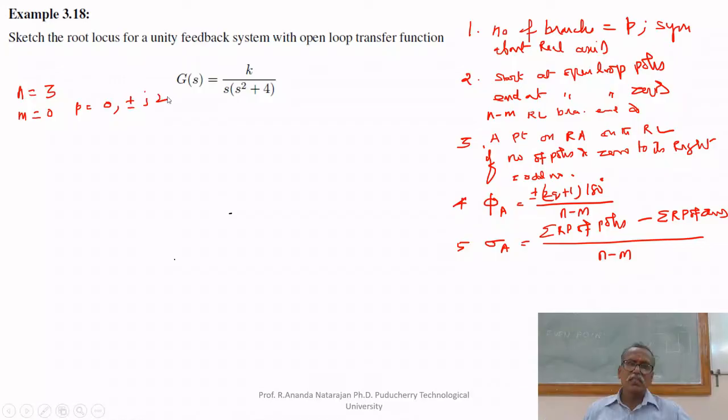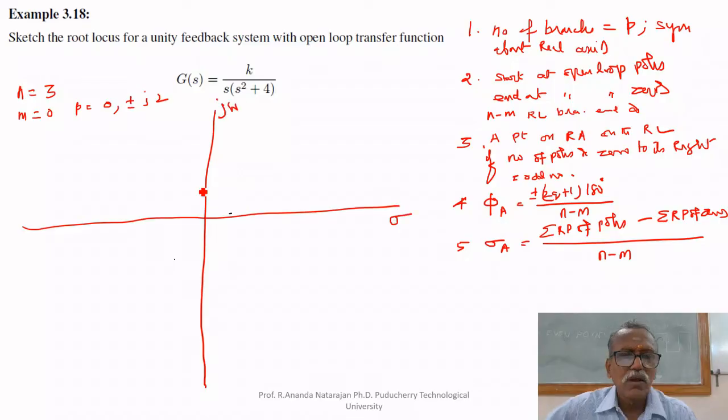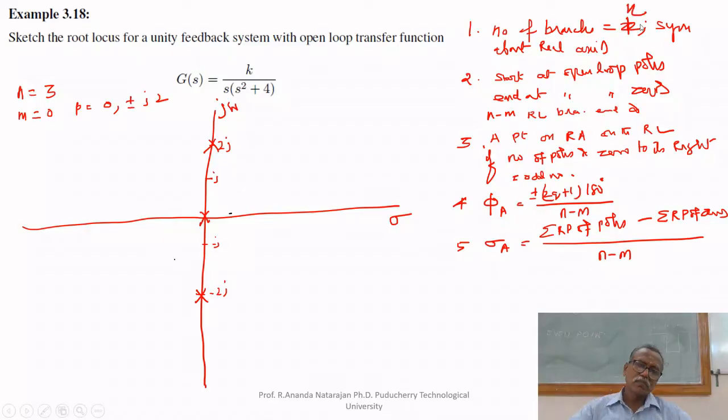Now we have to draw the root locus. Imaginary axis, real axis, sigma, j omega. What are the poles? One at j, 2j at 2j, minus j, minus 2j. Here one pole, another pole at the origin. Number of branches equal to P, N, number of poles. And it is symmetrical about real axis.